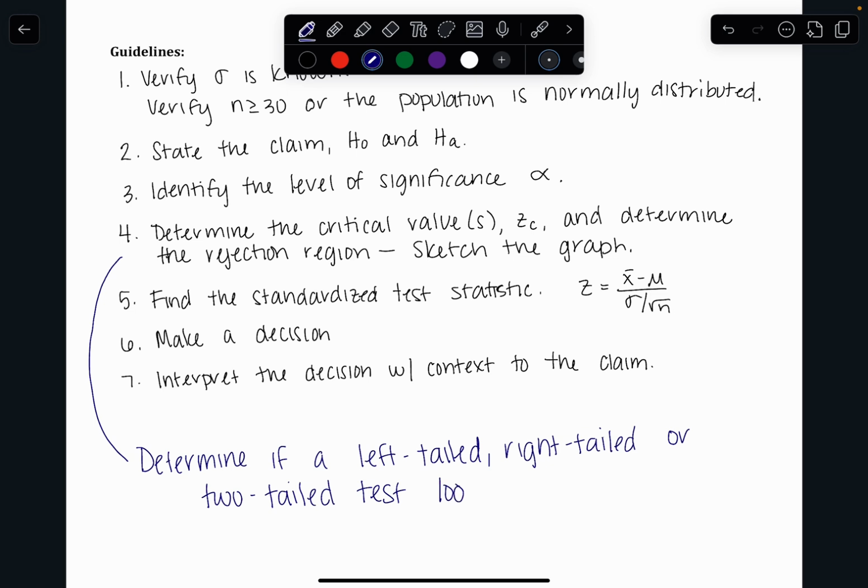we look at the alternative hypothesis. And it's always going to be based off the alternative hypothesis. So if it is a less than symbol, we are left-tailed. If we have a greater than symbol, it's right-tailed. Or if it's not equal to, it's two-tailed. And that also corresponds with the diagrams you have on the side of table 5.